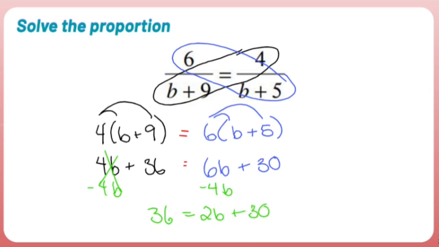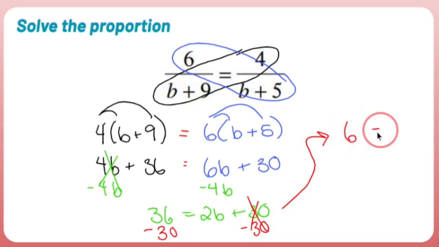b is not by itself. I have 30 in the way and I have 2 in the way. So I'm going to subtract 30 from both sides first. Okay, cross that out. 36 minus 30, I'm going to write that up here. 36 minus 30 is 6. And now 2b is all alone on the right side.